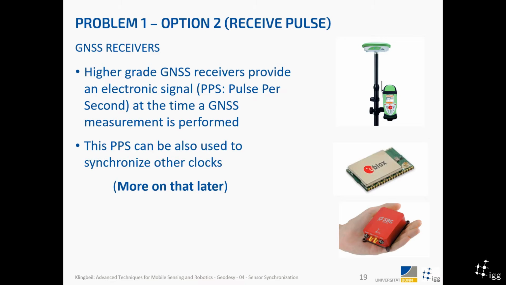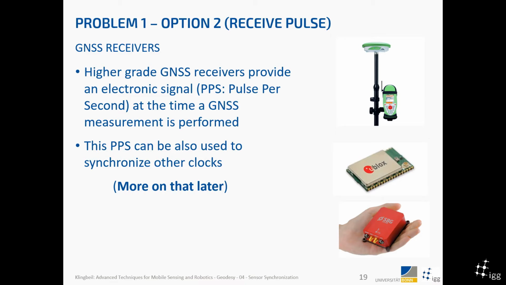Option 2 is to receive a pulse when the measurement is actually performed. And this is something where we can give the GNSS receiver as an example as well, because higher grade GNSS receivers provide an electronic signal at the time a GNSS measurement is performed. This signal is usually called PPS, pulse per second, and it gives you an electronic pulse exactly at the time the GNSS measurements are valid. This comes in addition to the fact that all the measurements are already assigned to a proper timestamp. And this PPS can also be used to synchronize other clocks, and we will talk about that later again.